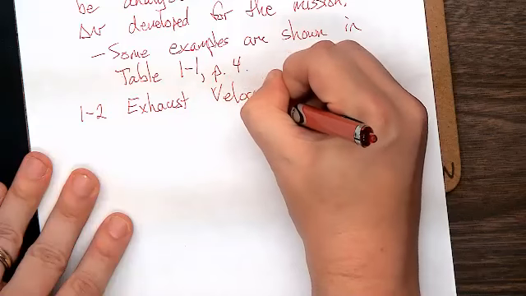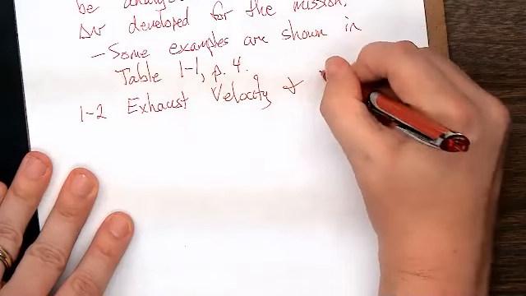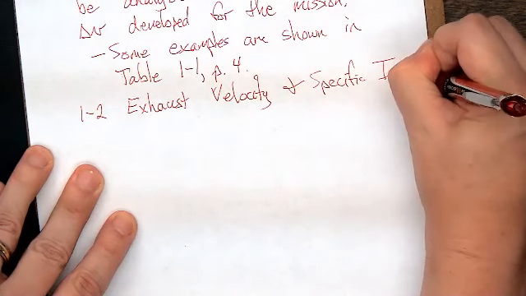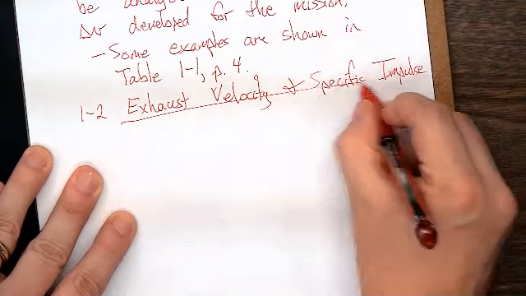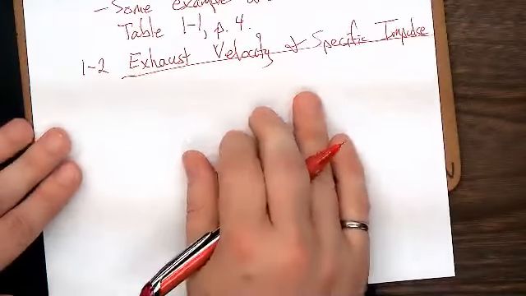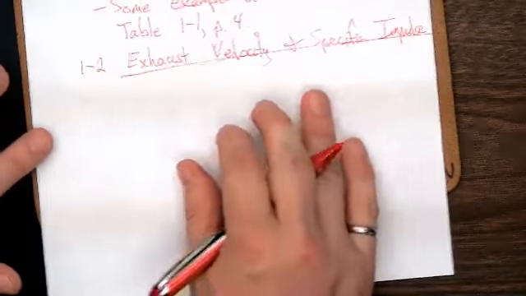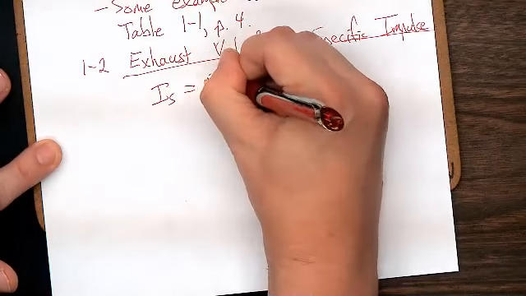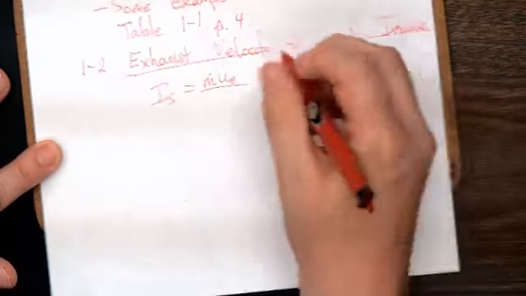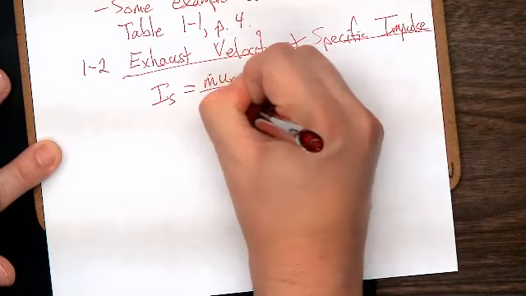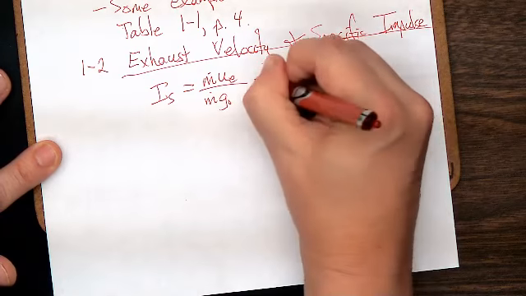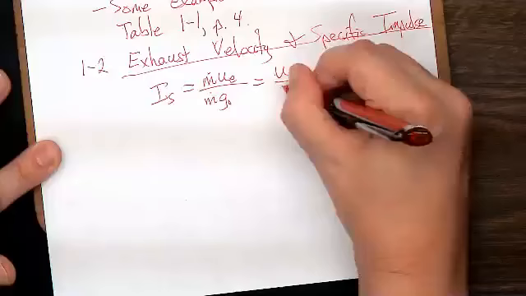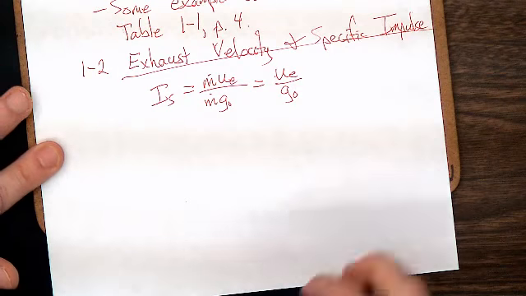Exhaust velocity and specific impulse. Okay, so by definition, as we wrote earlier, the specific impulse is the thrust, m dot times Ue, over the weight flow rate of the propellant, or in simplistic terms, that's Ue over the gravitational constant.